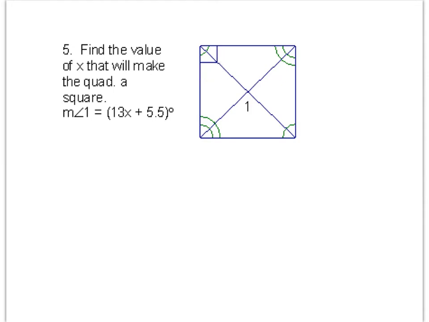Now, to make this a square, we know that this angle right here is also going to be a right angle, because it would also be a rhombus, which means that our diagonals are going to be perpendicular. So I'll just mark this as a right angle, which means that angle 1 must equal 90 degrees. So now I know that 13x plus 5.5 is equal to 90. I'm going to solve this for x. I'm going to minus the 5.5.